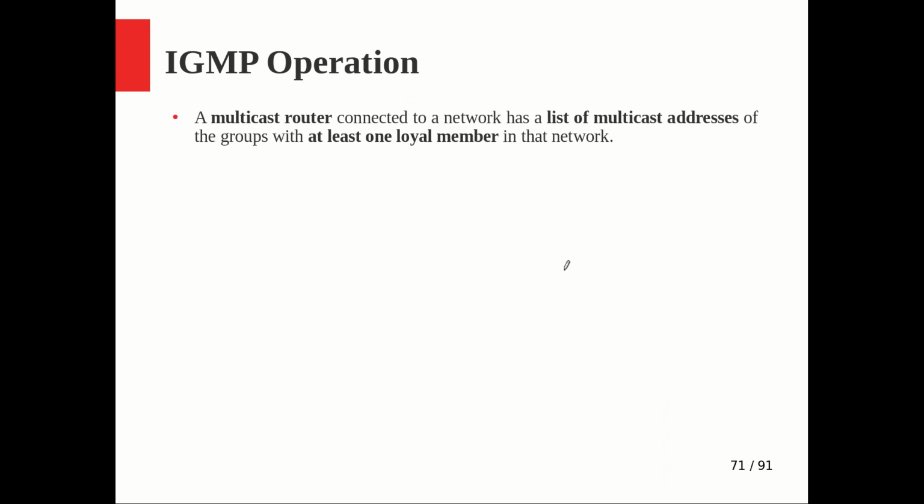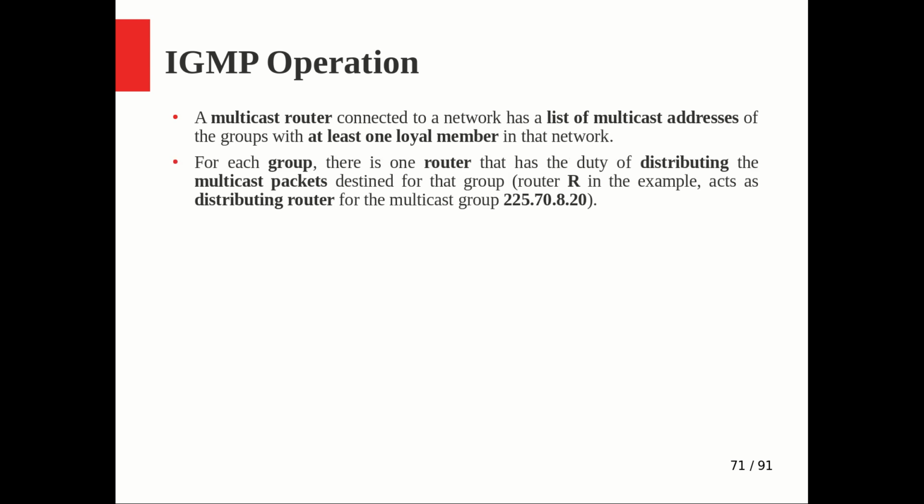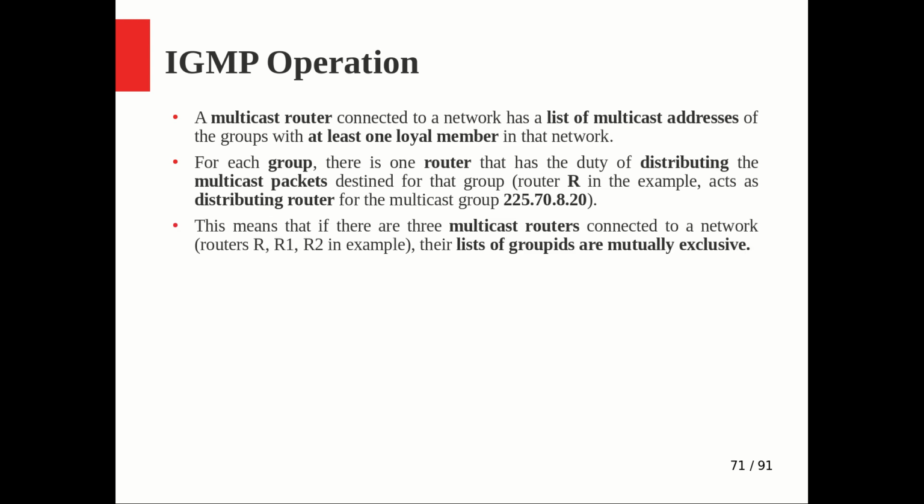Let's see, the operation is like this. The multicast router connected to a network has a list of multicast addresses of the groups with at least one loyal member in that network. So for each group there is a router that has the duty of distributing the multicast packets destined for that group, just like what we see in R. So for example, router R in the given example acts as the distributing router for the multicast group 225.70.8.20. For the others also router R, or you can give it to a different one.